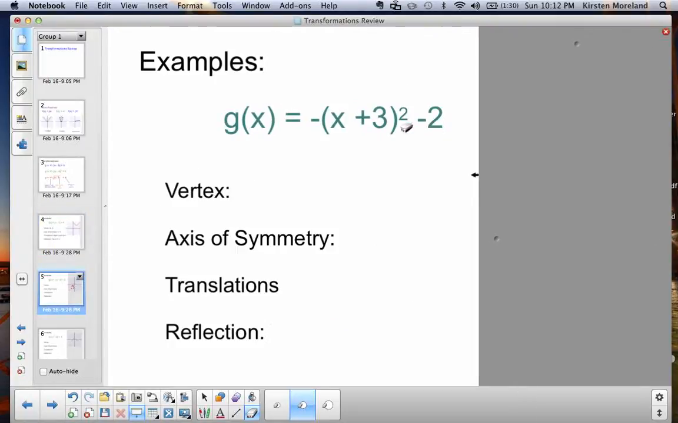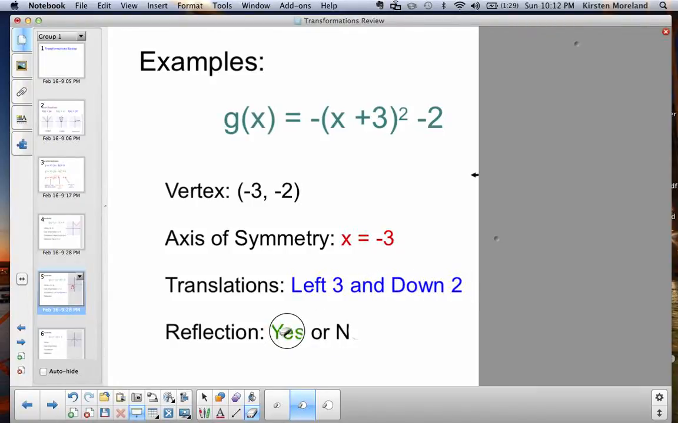The next example, notice the parent function now is the squared. So that means I'm going to be drawing a U shape. The vertex here, notice, has a positive 3 on the inside, so that means the x-coordinate is really a negative 3. And it looks like we got a negative 2 outside, so the y-coordinate is just negative 2. Remember, the axis of symmetry is the same as the x-coordinate of the vertex, so it's x equals negative 3. And our translations here are it's gone left 3, down 2.